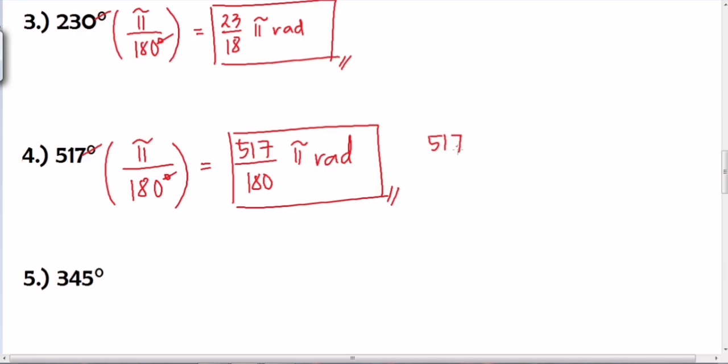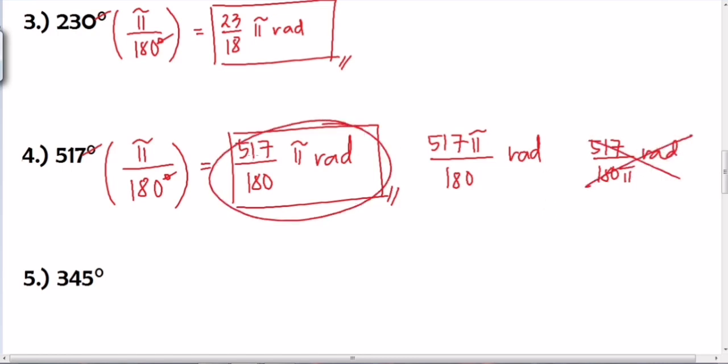Parehas lang yan kung isusulat ko siya na 517 pi over 180 rad. Ayan. Parehas lang yan, guys. Kung ilagay ko man itong pi na to dito sa taas, parehas yan. Pero hindi yan parehas kung ilalagay nyo sa baba. Like, for example, 517 over 180 pi, ayan, hindi na yan parehas. This is not the final answer. Hindi yan kaparehas nito. Okay?